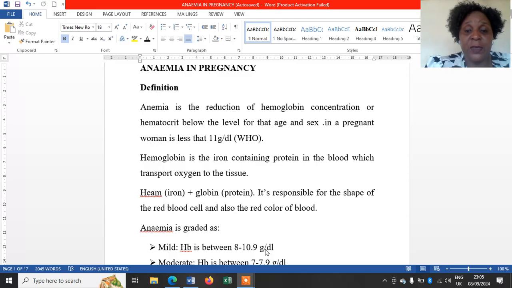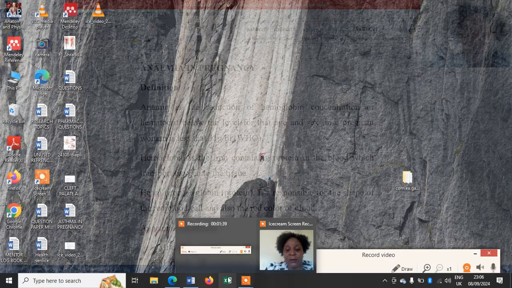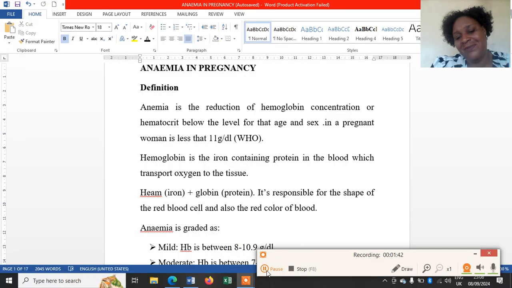It means that the levels of anemia vary depending on age and also depending on sex. So you might find that the normal hemoglobin levels for men are not the same as the normal hemoglobin levels for women, and therefore we note that normal hemoglobin levels may vary between ages and sex.